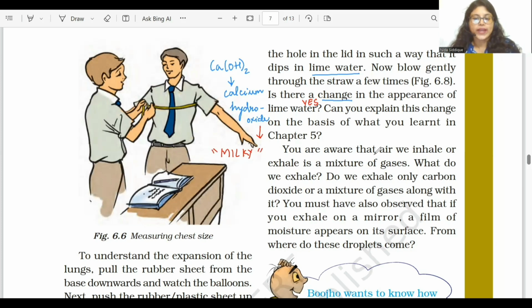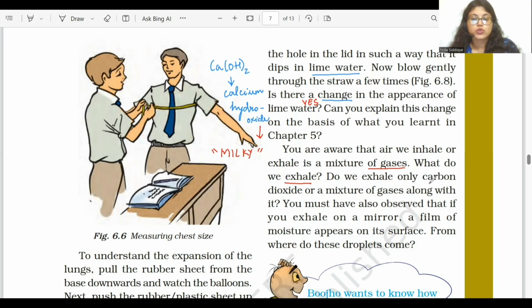You are aware that the air we inhale or exhale is a mixture of gases. So what do we exhale? We exhale a mixture of gases. When we inhale, it consists of nitrogen, carbon dioxide, oxygen, and all the other gases. When we exhale, it has the same composition, the same amount of nitrogen and other gases. The concentration of carbon dioxide and oxygen changes in inhalation and exhalation.